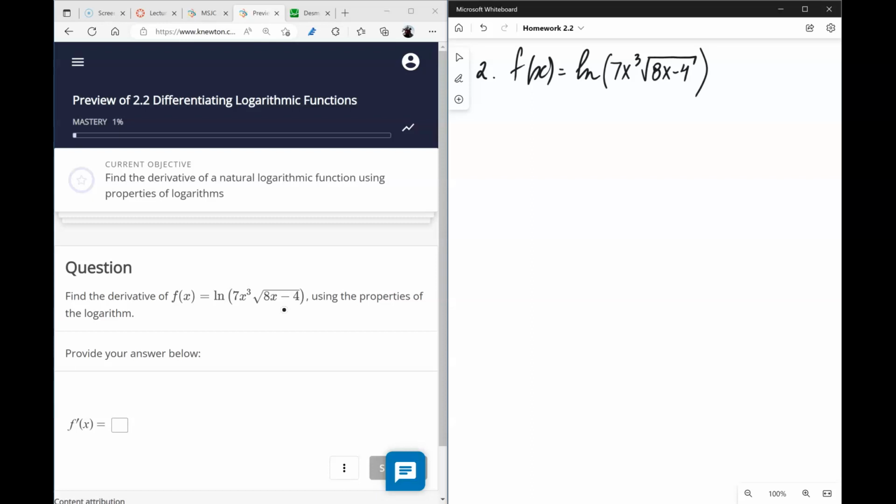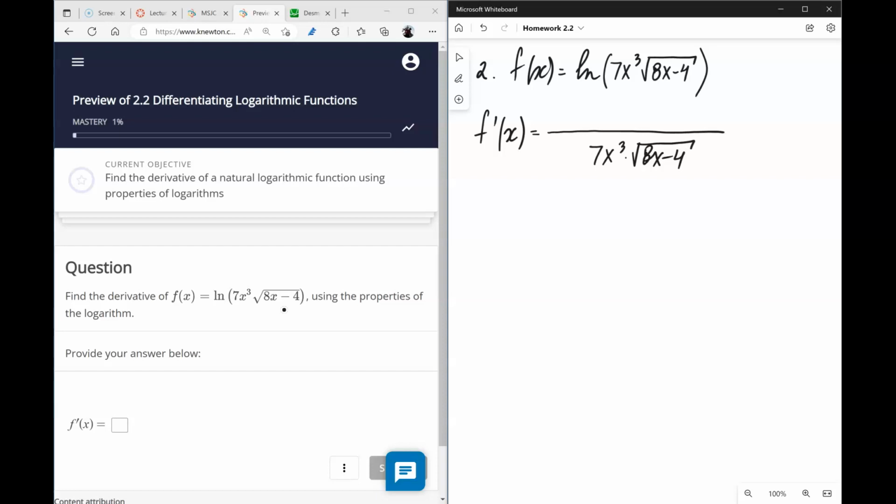And it could be very tempting for us to use the chain rule. According to the chain rule, if we call this g, it's going to be g prime over g. So my g is 7x cubed square root of 8x minus 4.